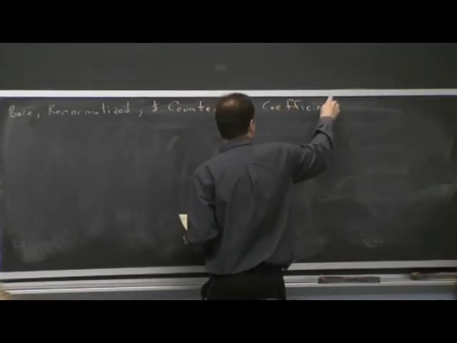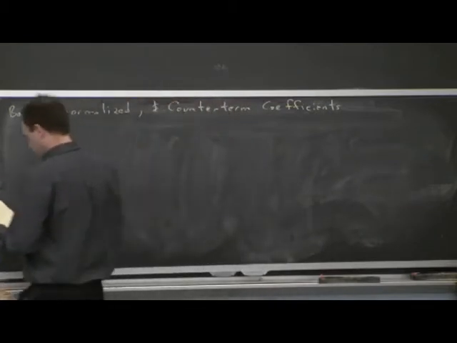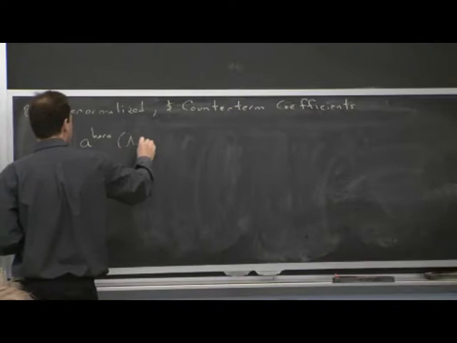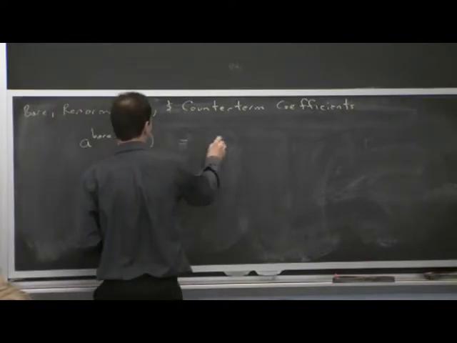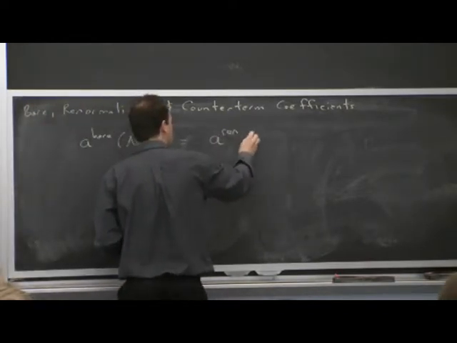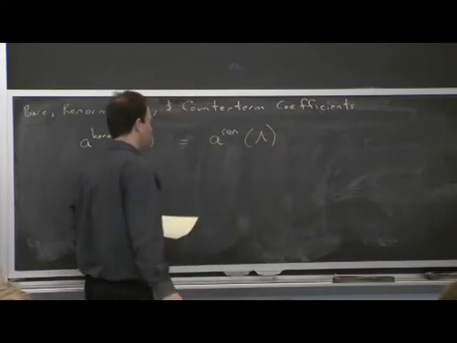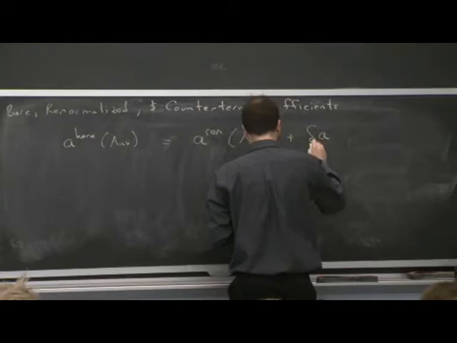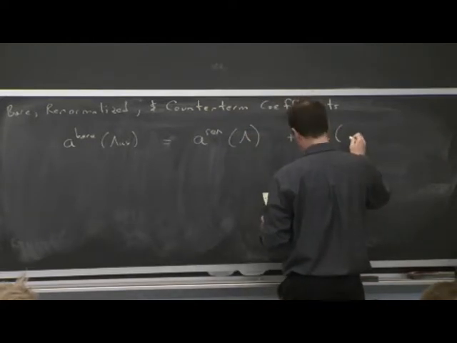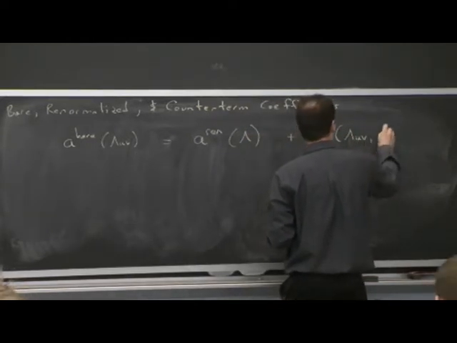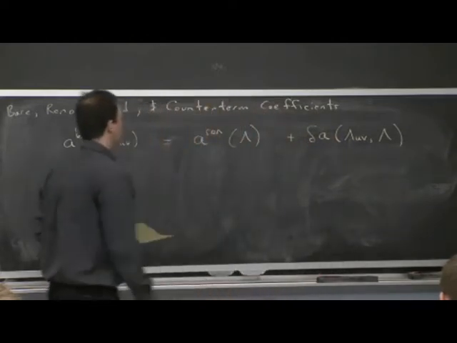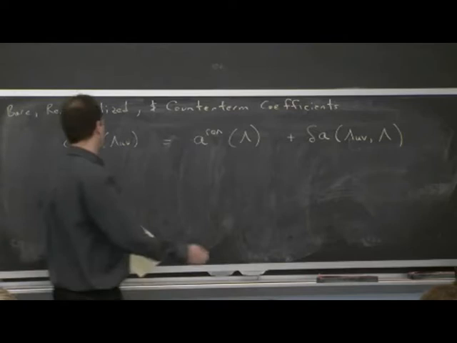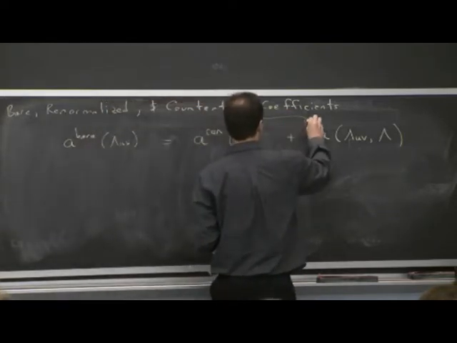as starting out with some bare coefficients that depend on your ultraviolet regulator, and switching to some renormalized coefficients which don't depend on the ultraviolet regulator but do depend on the scheme. And then also you have some counter terms that depend on both things. So that's how it would look if you wrote that down for a cutoff in a Wilsonian sense.